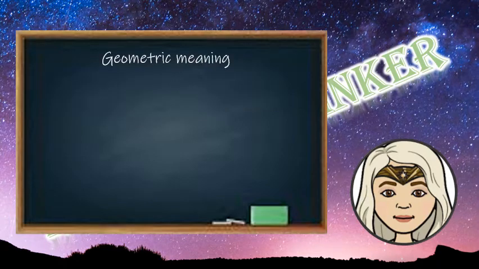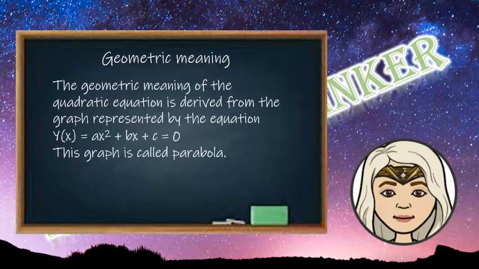In order to understand the geometric meaning of a quadratic equation, we'll first take a look at the line represented by this equation: y equals ax squared plus bx plus c. This line is a very interesting curved line called a parabola, and it has some properties we won't elaborate for now.